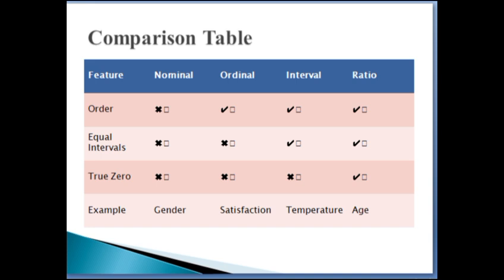The example of nominal scale is gender. Ordinal scale is satisfaction, because we can measure satisfaction by giving them rank: satisfied, dissatisfied. Interval scale example is temperature and ratio scale example is age, because we can easily calculate the ratio of age. If someone's age is 25 and another one's age is 50, we can easily calculate the ratio.